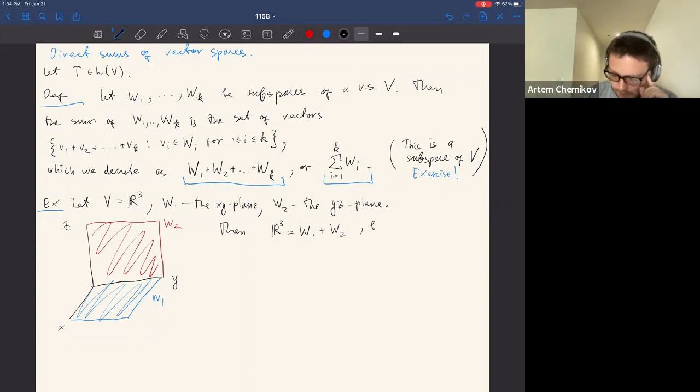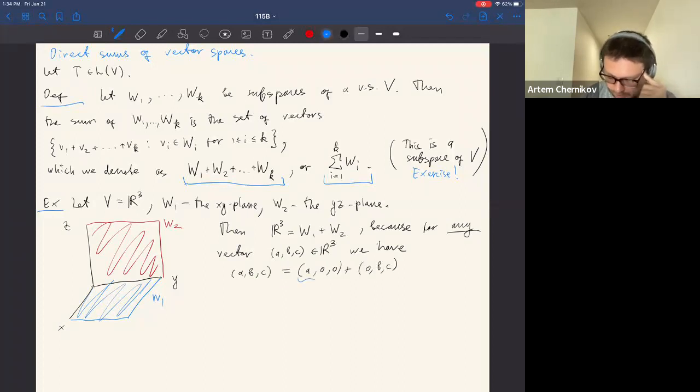Okay, so why? Because we have that for any vector ABC in R cube, it can be written as a sum of vectors from these two subspaces, right? Because, for example, we can write ABC is equal to A, 0, 0 plus 0, B, C, where the first one belongs to W1, right? And this one belongs to W2. So every vector in the whole space can be written as a sum of two vectors from the corresponding two subspaces, W1 and W2, right?